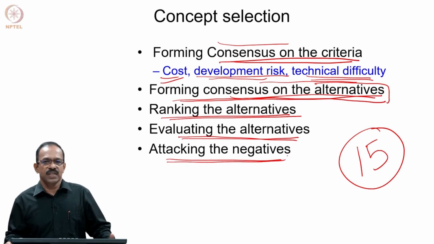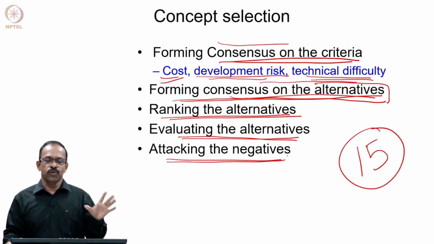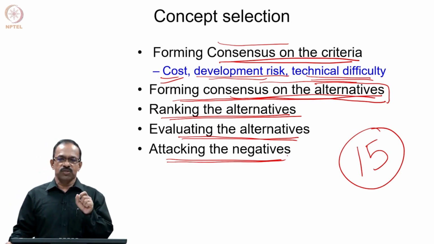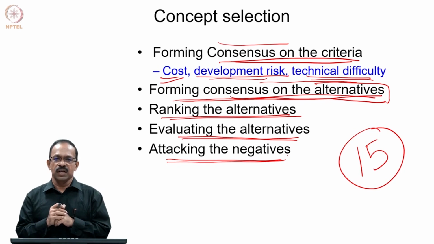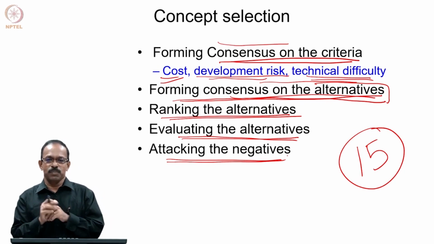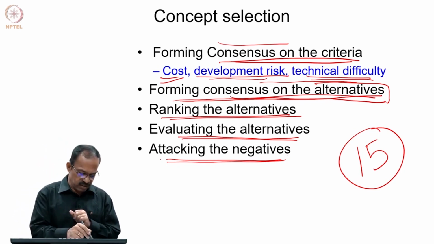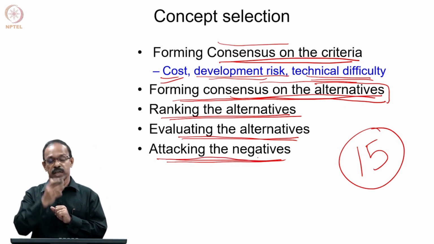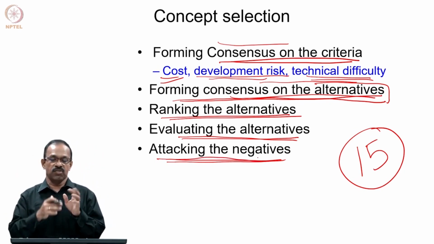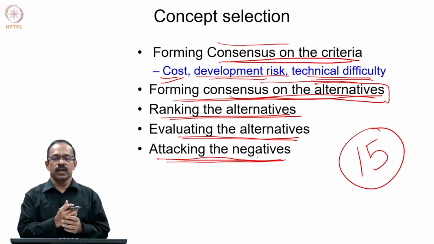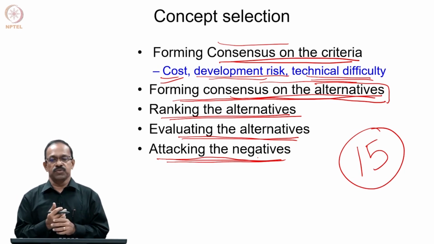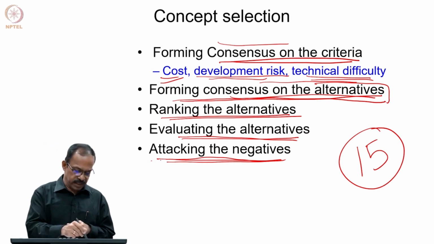Attacking the negative is that if you have a concept which has a lot of good attributes, but it is going bad because of a particular feature, that is the negative feature of that particular concept. See whether you can modify that particular feature to improve the concept, and then you can see how it ranks within the alternatives. That is basically attacking the negatives.